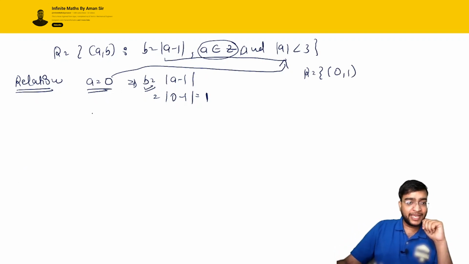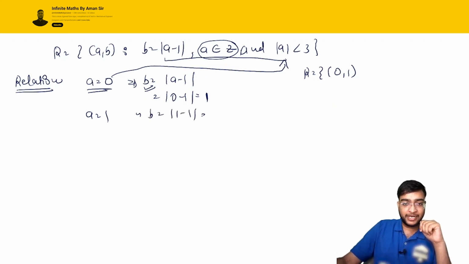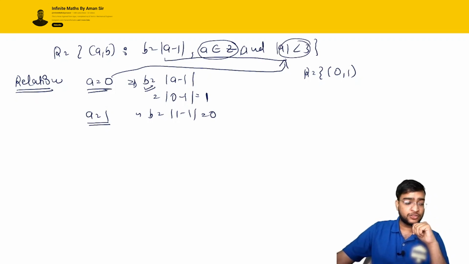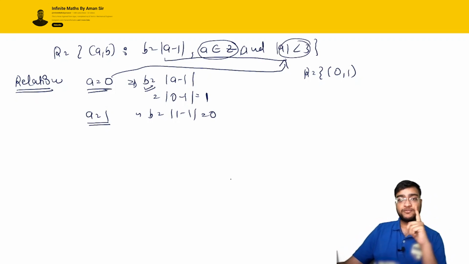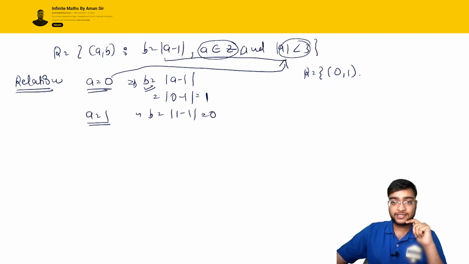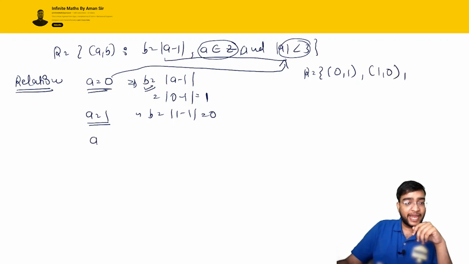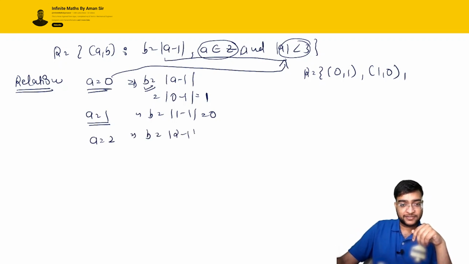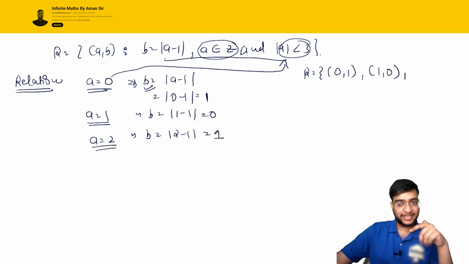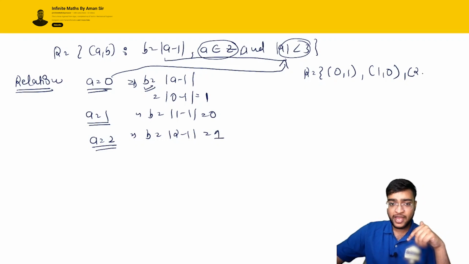Okay. Can I take a equal to 1 here? You can say sir, b equals |1 minus 1|. Ultimately it comes to 0, and a satisfies this condition also. I can say yes sir, because 1 is less than 3. So this pair is also acceptable, that is (1, 0). No problem sir. Okay. Can I take a equal to 2? For a equal to 2, b equals |2 minus 1|, ultimately 1. And for 2 also, the mod of 2 is less than 3. That is very true, so this is also acceptable here.